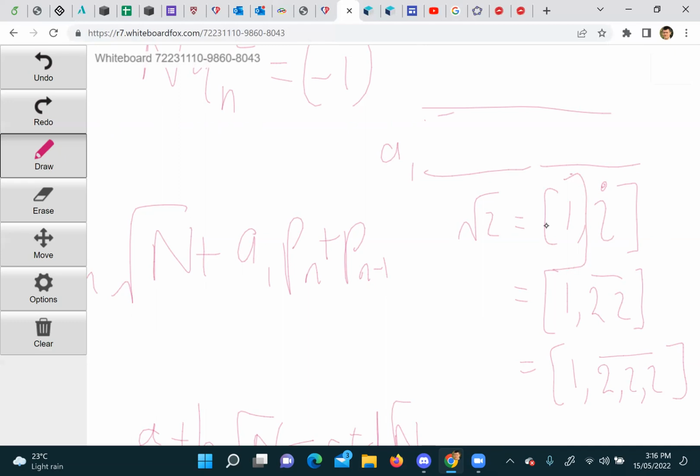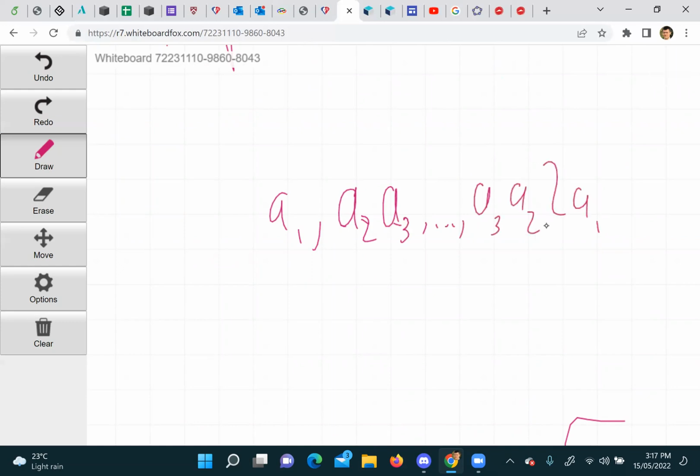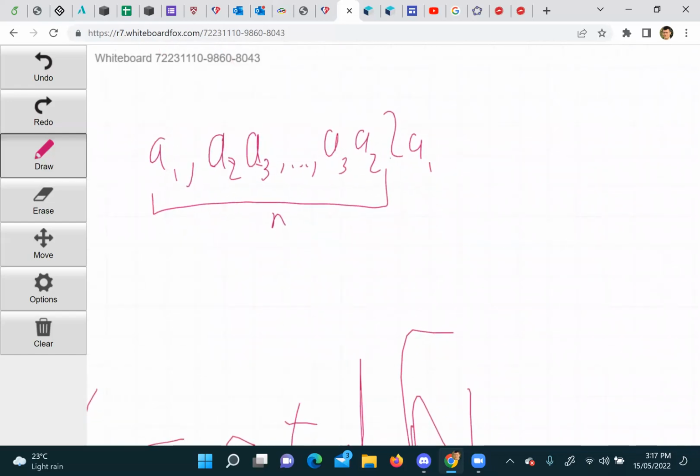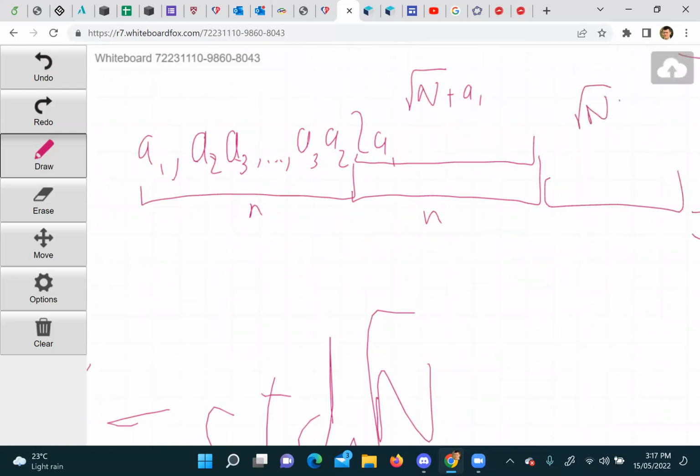So in general, you have A1, A2, A3. So this part is n, right? And then this part is root n plus A1. If we just took this part, it has to be the same length as the first part. And then we get this part is root n plus A1, yeah? Yes. Okay. That's good.